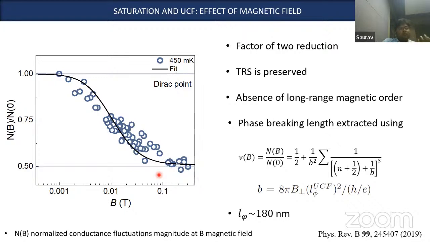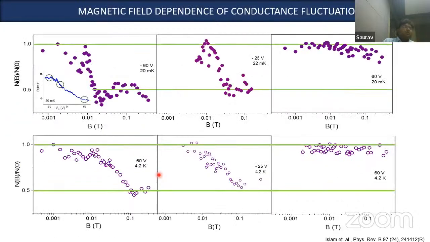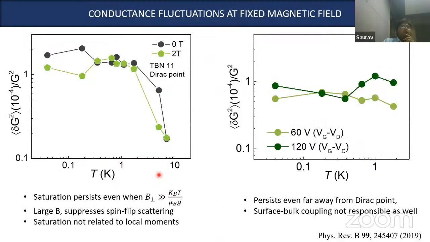So the other aspect is, of course, you have local moments, but there is no long range correlation. So then we checked. This is how the factor of 2 evolves as a function of temperature at different temperatures. I can come back to this graph later.